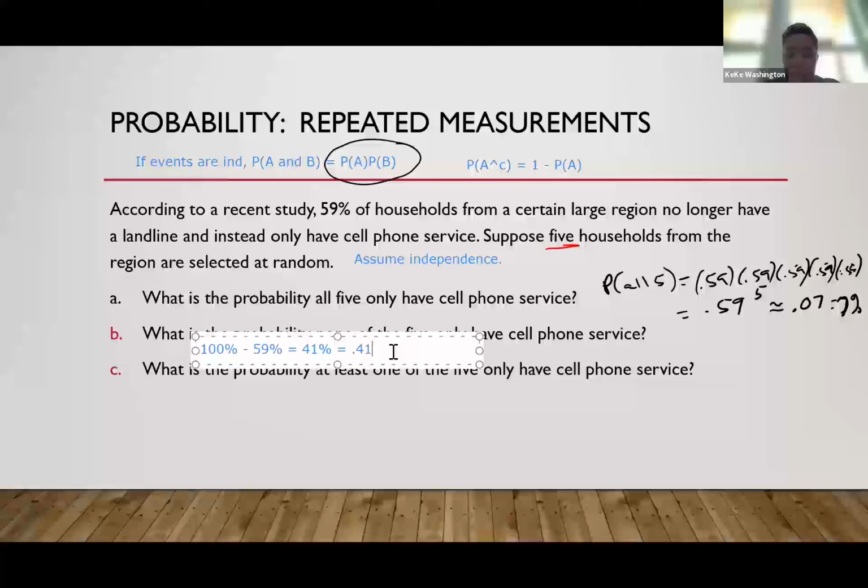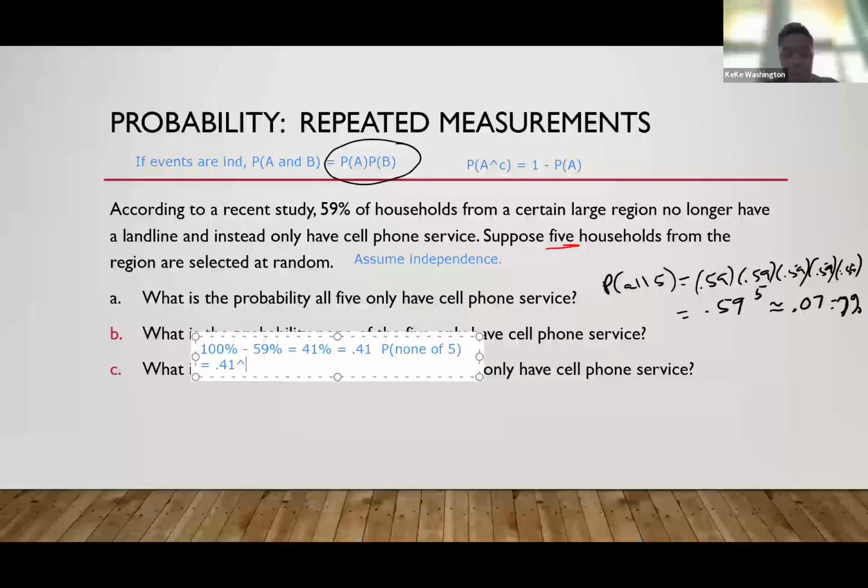Now the probability that none of the 5 have only cell phone service: if the probability of not having only cell phone service is 41%, and I have 5 people, I'm going to raise that to the 5th power. That gives me 0.01 approximately.